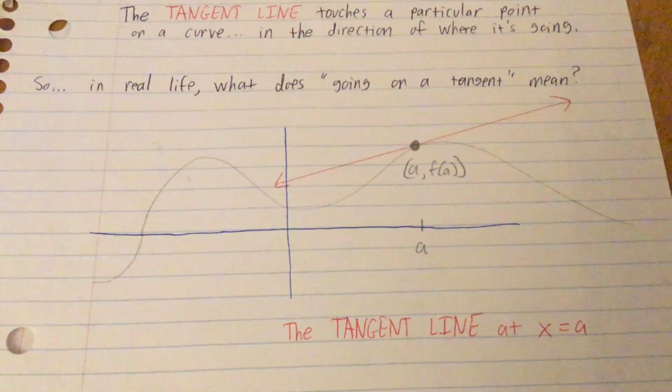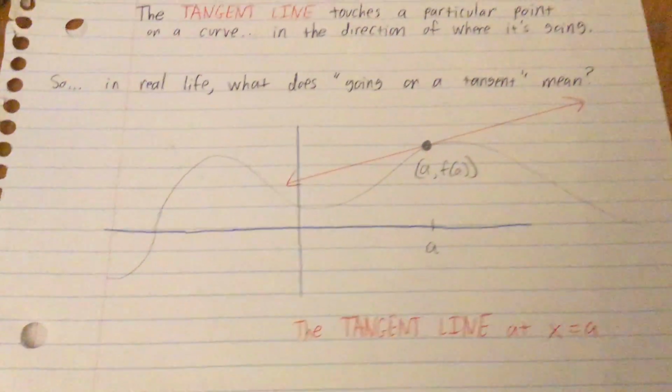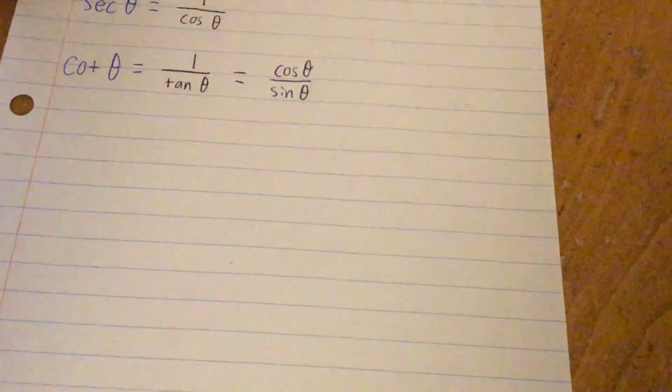Just to give you guys time to breathe. And by you guys time to breathe, I mean me, because I've been talking a lot. So let's do some problems. So how do you calculate the tangent line at x equals a?